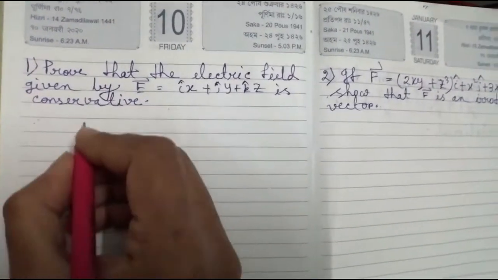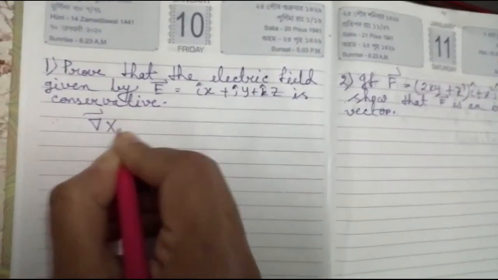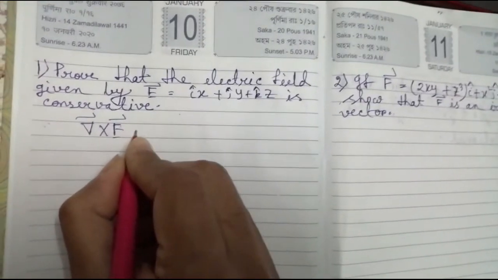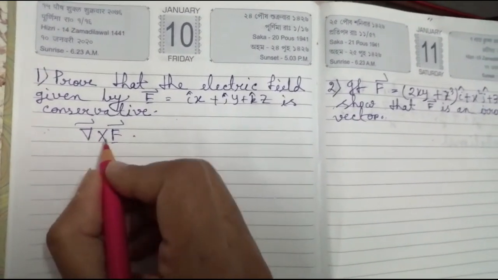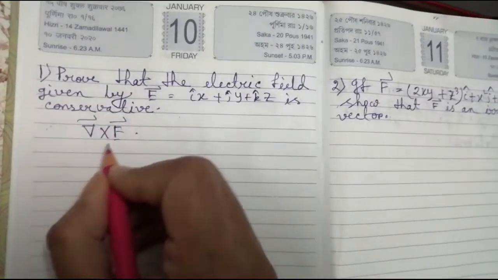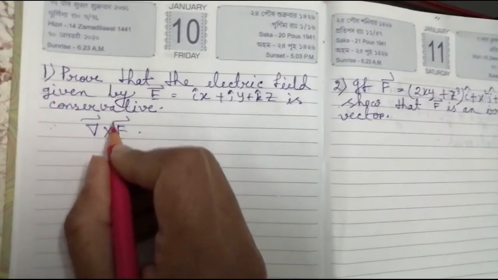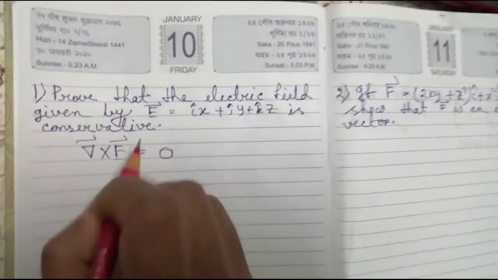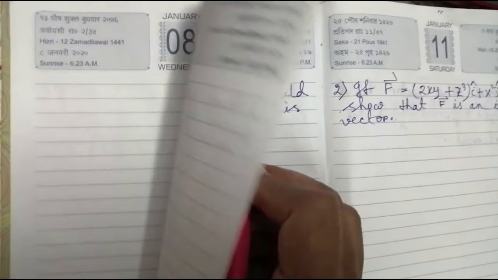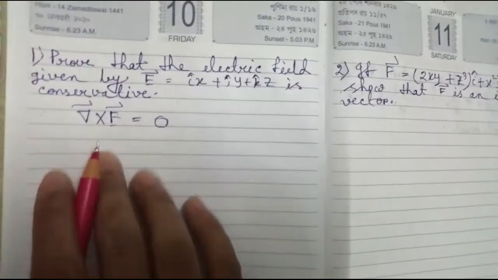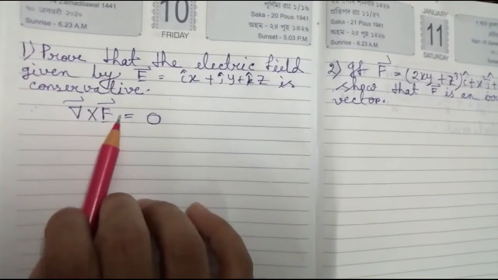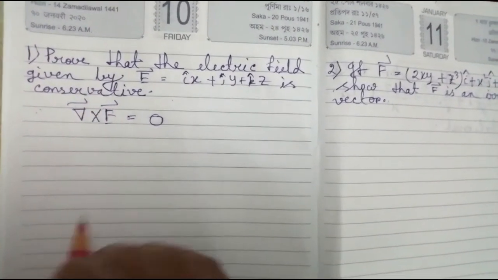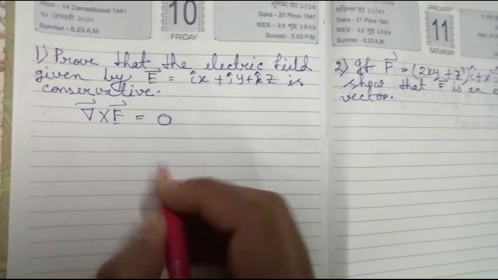So I hope you can remember nabla cross E. What is nabla? In the last class we already discussed. This is nothing but the operator, and here this is the cross. So this is the dot product and this is the cross product. When the cross product is 0, then the field is conservative. Now here we have to calculate the cross product of the electric field E. So let's start the numerical.